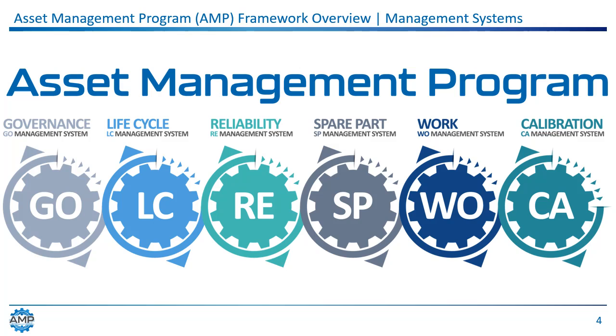Spare parts guides materials and parts management to support the asset management program. Work guides how asset care needs are identified, planned, scheduled, and executed. And calibration guides how calibration programs are developed and administered to ensure compliance and protect product quality.